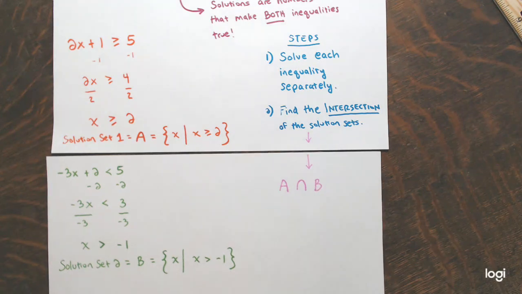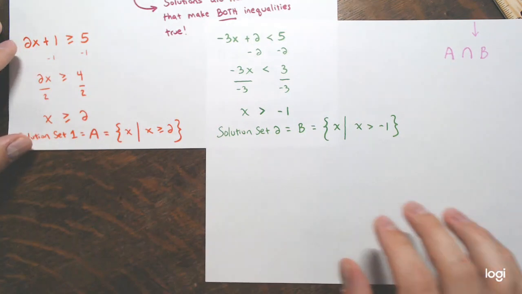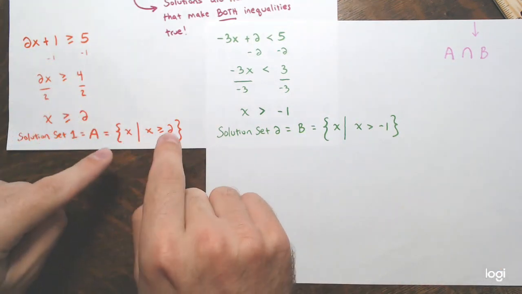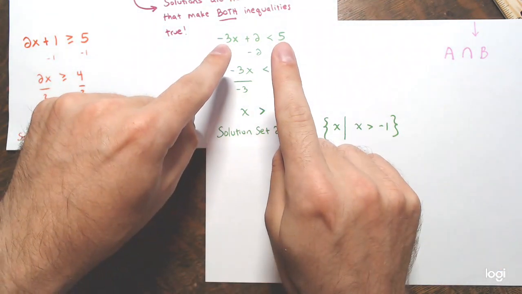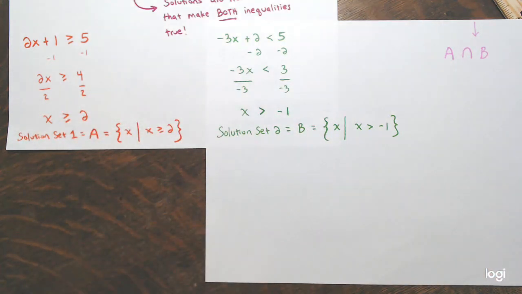Alright, so let me do that down here. So I'll keep these sets up. Alright, there's the one inequality and its solutions. There's the other inequality and the compound inequality and its solutions. Alright, and then let's take a look at their intersection.